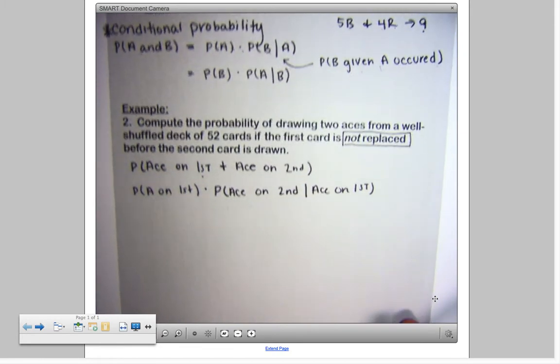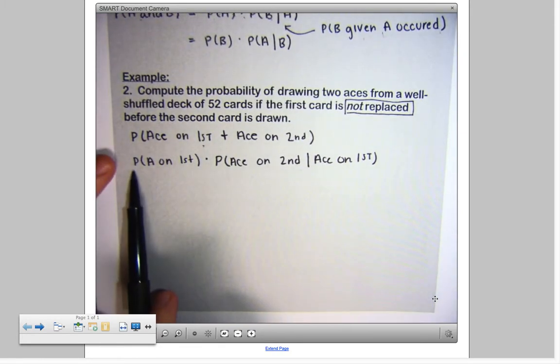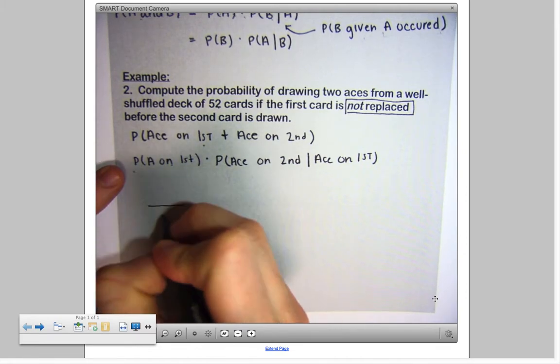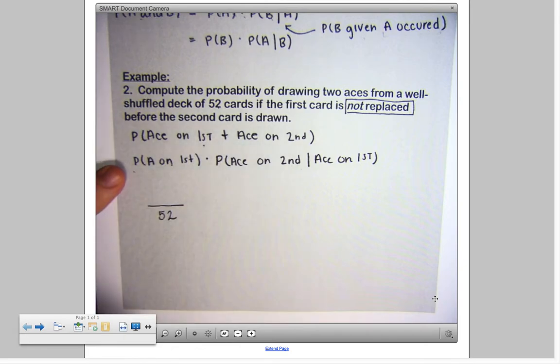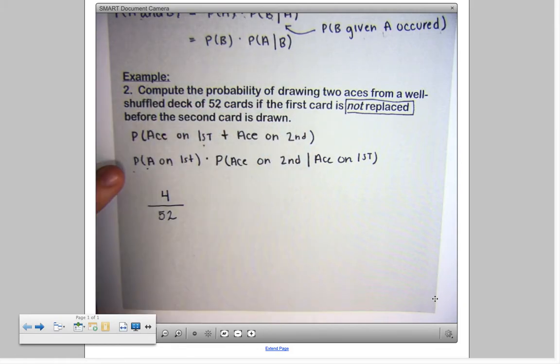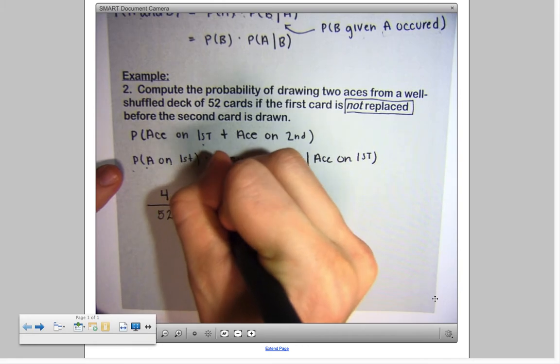Okay, so let's ignore the given part for now. If we look at an ace on the first, where we have a deck of cards, so we know our total is 52. If we are drawing an ace, we want an ace. There's only 4 aces in a deck, so that probability is 4 out of 52.